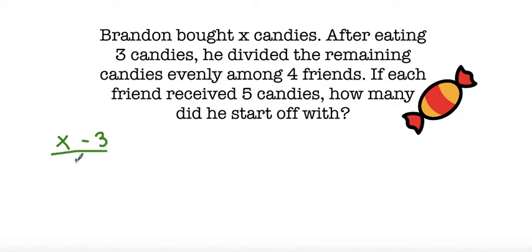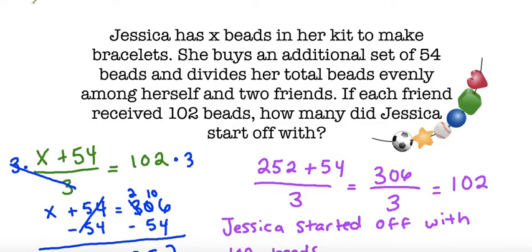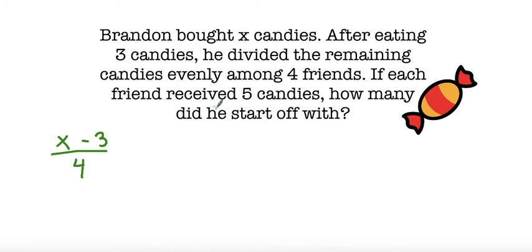Now, unlike the problem we had before, here he's dividing them among 4 friends. In the previous problem, it said she was dividing the beads amongst herself and 2 friends. Here he's just giving the candies out to his friends. He's not keeping any for himself because he already ate 3. So if each friend received 5 candies, how many did he start off with?